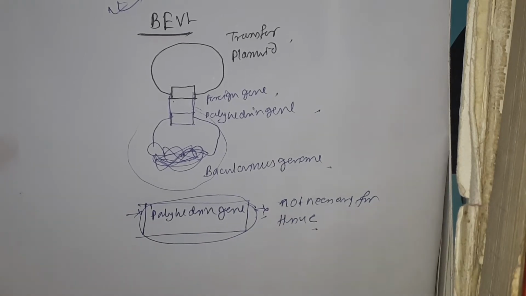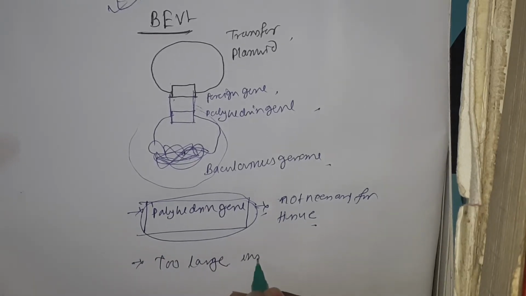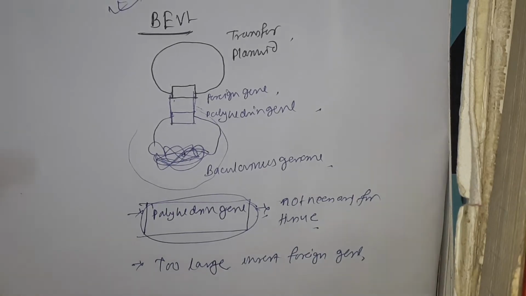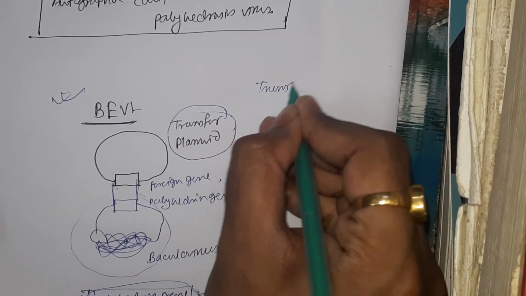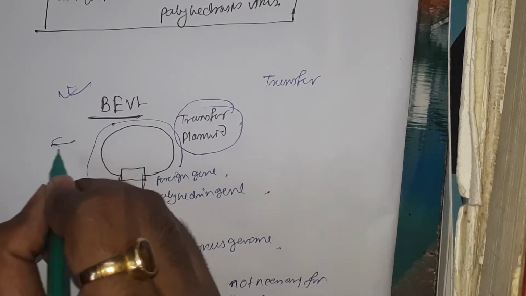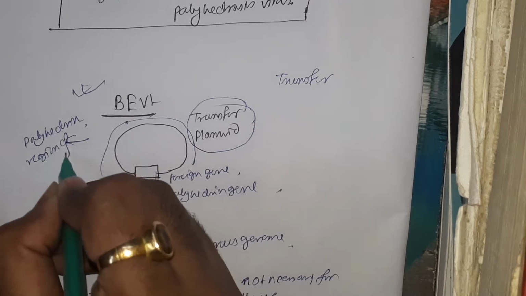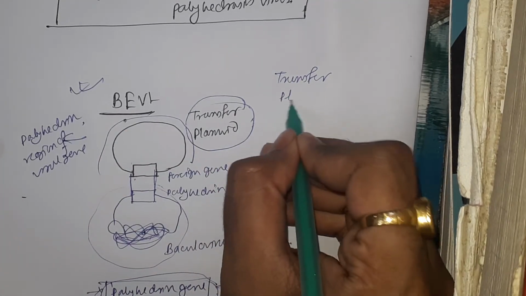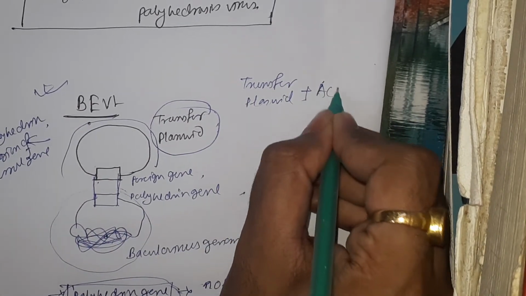But the main challenge here is that the baculovirus genome is too large to insert the foreign gene. So what is the solution to that problem? We will instead use another transfer plasmid. The transfer plasmid is constructed with our gene of interest along with the sequence derived from the polyhedrin region of the viral gene, so that it will be easy for homologous recombination, which we are going to talk about.